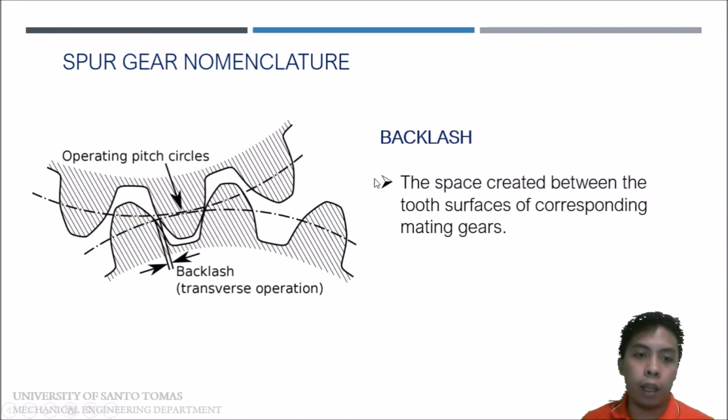Next, let's talk about backlash. You can see here that backlash is the space created between the tooth surfaces of corresponding mating gears. Just like clearance, it is designed so the gears have a safe space to avoid scratching or intensive scratching of the gear surface. Because if you have no space, or backlash, there is a chance of jamming, and it creates damage to the tooth profile.